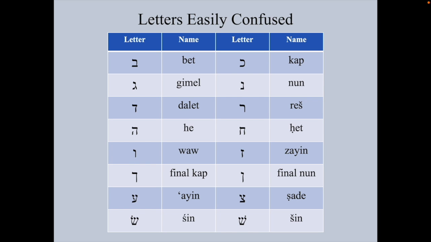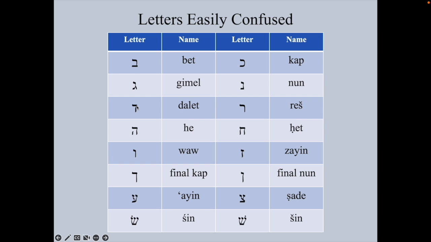The gimel and the nun can be mistaken for one another as you are getting to know the alphabet. Notice that the gimel has this little sort of V on the bottom, whereas the nun is totally flat.